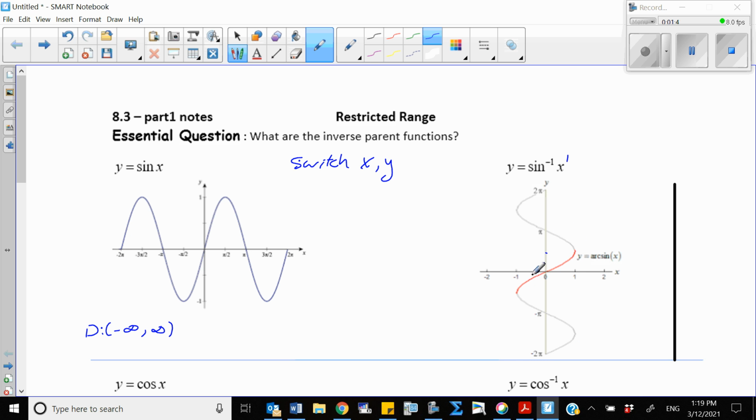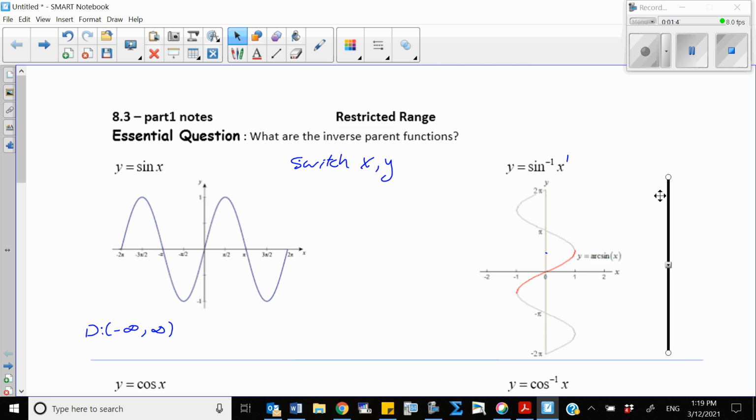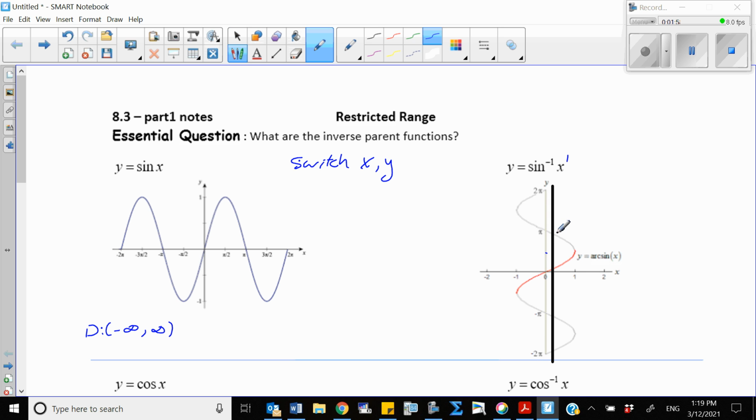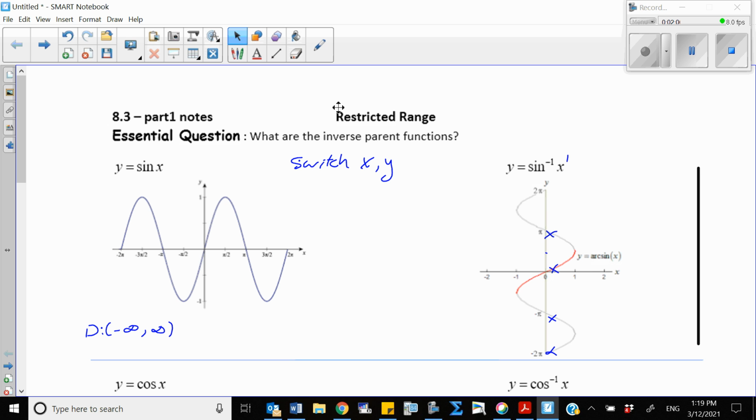But the problem is that this graph is not a function, because if I use the vertical line test, I move the vertical line on my graph, I see that at each time it's going to cross the graph at several points, more than one point. This means this graph is not a function. So how do I solve this problem? How do I make this graph a function?